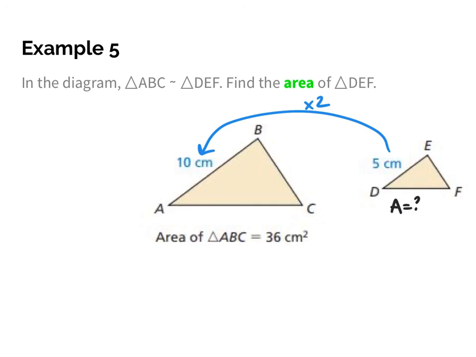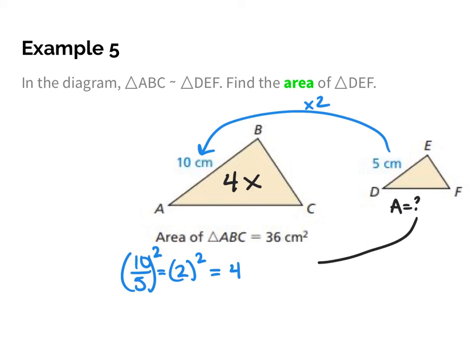To relate the area, it follows that square relationship. If I look at the ratio of the two sides, 10 to 5, dividing them out, 10 divided by 5 gives me 2. But the area is a square ratio, which means I take 10 divided by 5 and square it. I take that scale factor of 2 and square it. So 2 squared gives me 4. What that means is the area of triangle ABC is going to be 4 times bigger than the area of triangle DEF.